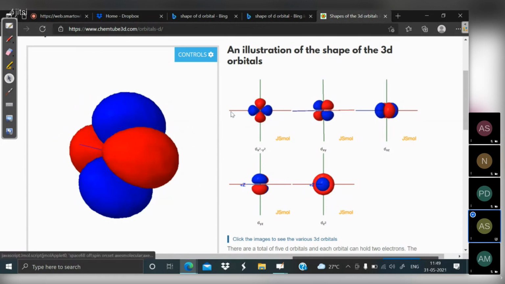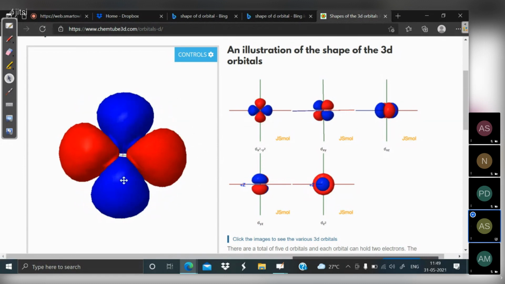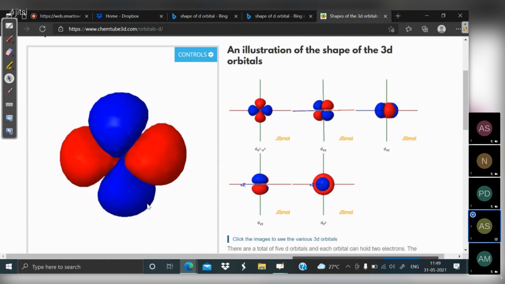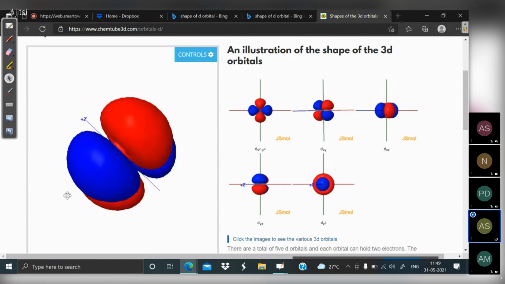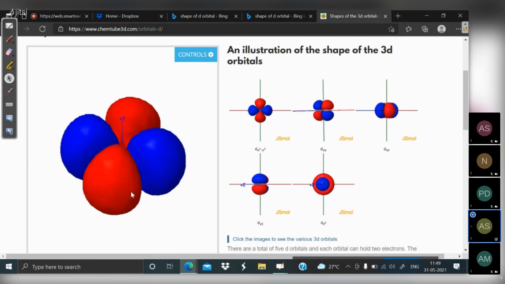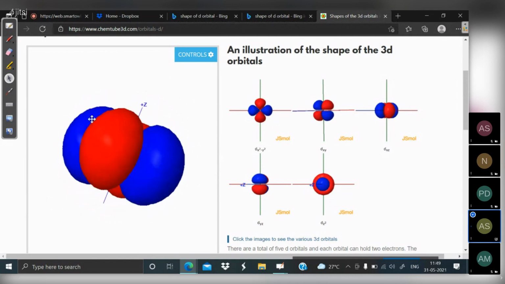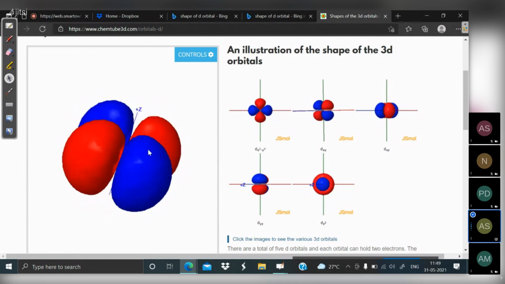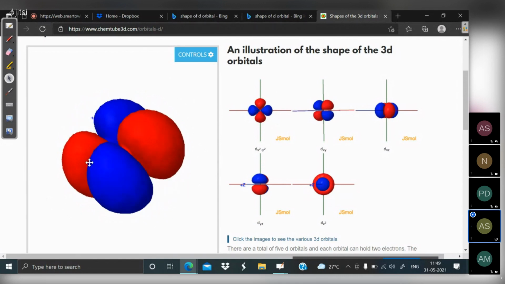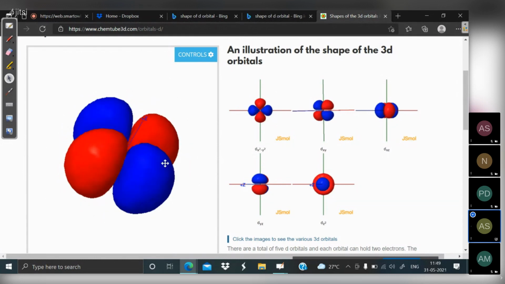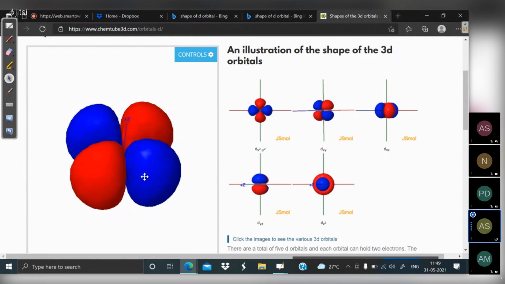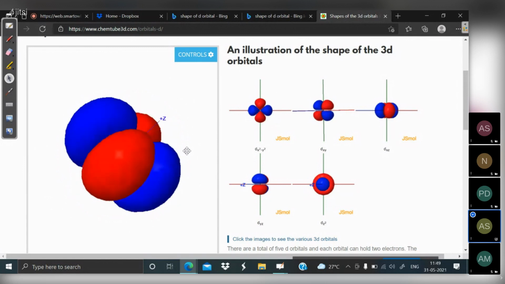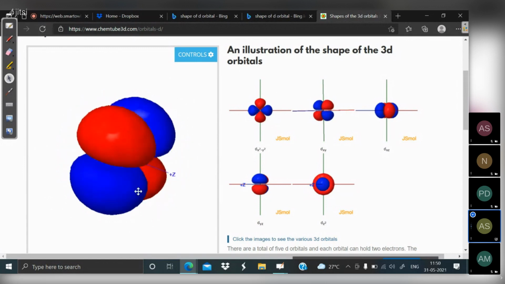Now let us see this one, dx square minus y square. Here you can see only the z-axis is free. You can see the z-axis. The other ones cannot be seen because over here the lobes lie directly on the x and the y axis. So the lobes are lying directly on the x and the y axis. That is why you cannot see the x and y axis over here.